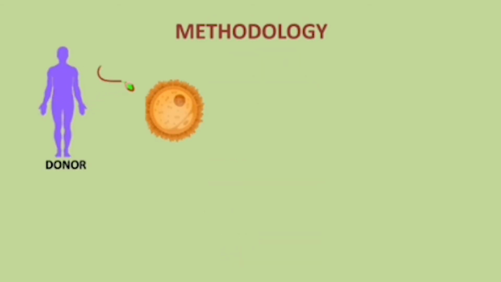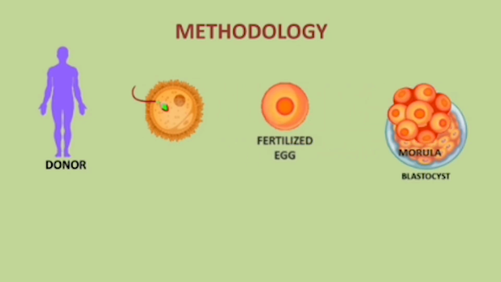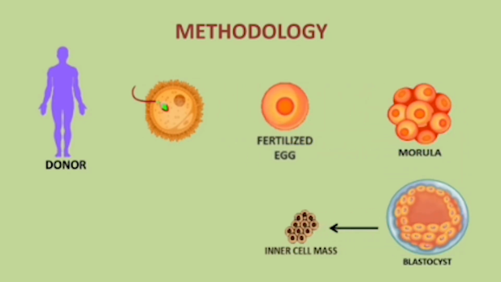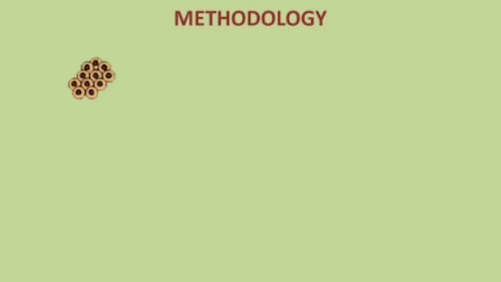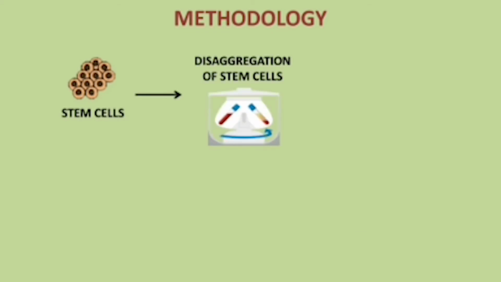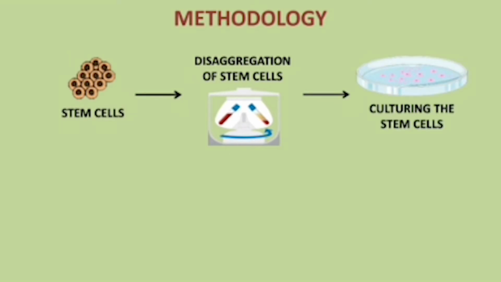Isolation. Isolation of required stem cells from donor is done. Disaggregation. Separation of cultured stem cells is done with the help of centrifuge. Culturing. Culturing of the collected stem cells in laboratory for required amount of time. Cryopreservation. Required cultured stem cells are cryopreserved in liquid nitrogen as long as needed.